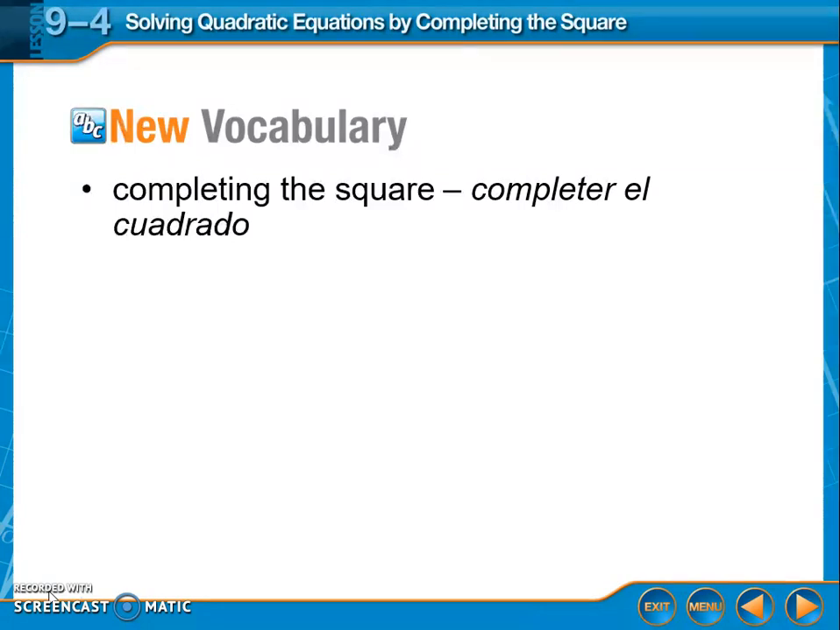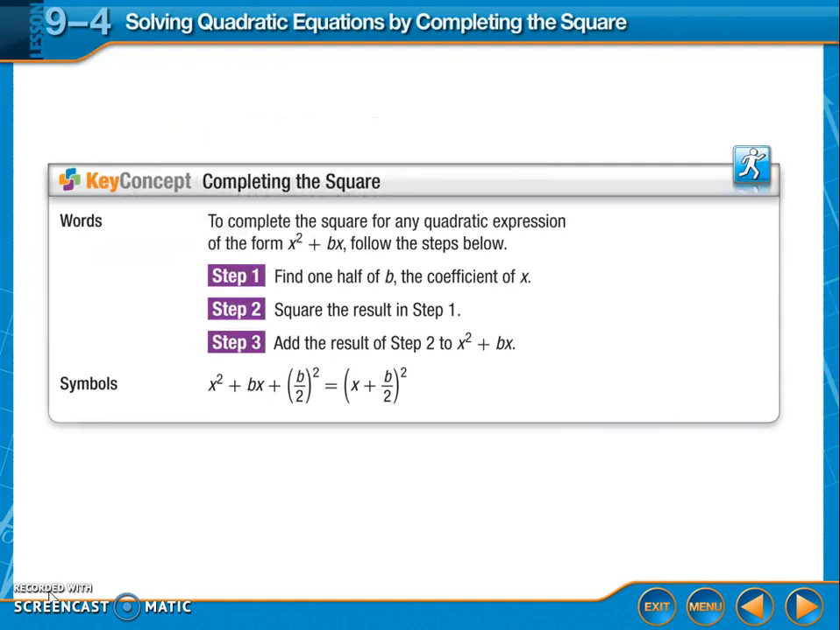So the idea behind completing the square is it helps you to solve any quadratic equation, whereas when we were using factoring, you could only use factoring to solve it if it factored. But if it was prime, it didn't work. Or when we were graphing, you would sometimes get decimal answers and you had to approximate. So this is a more exact way to get exact answers. Okay, so completing the square.